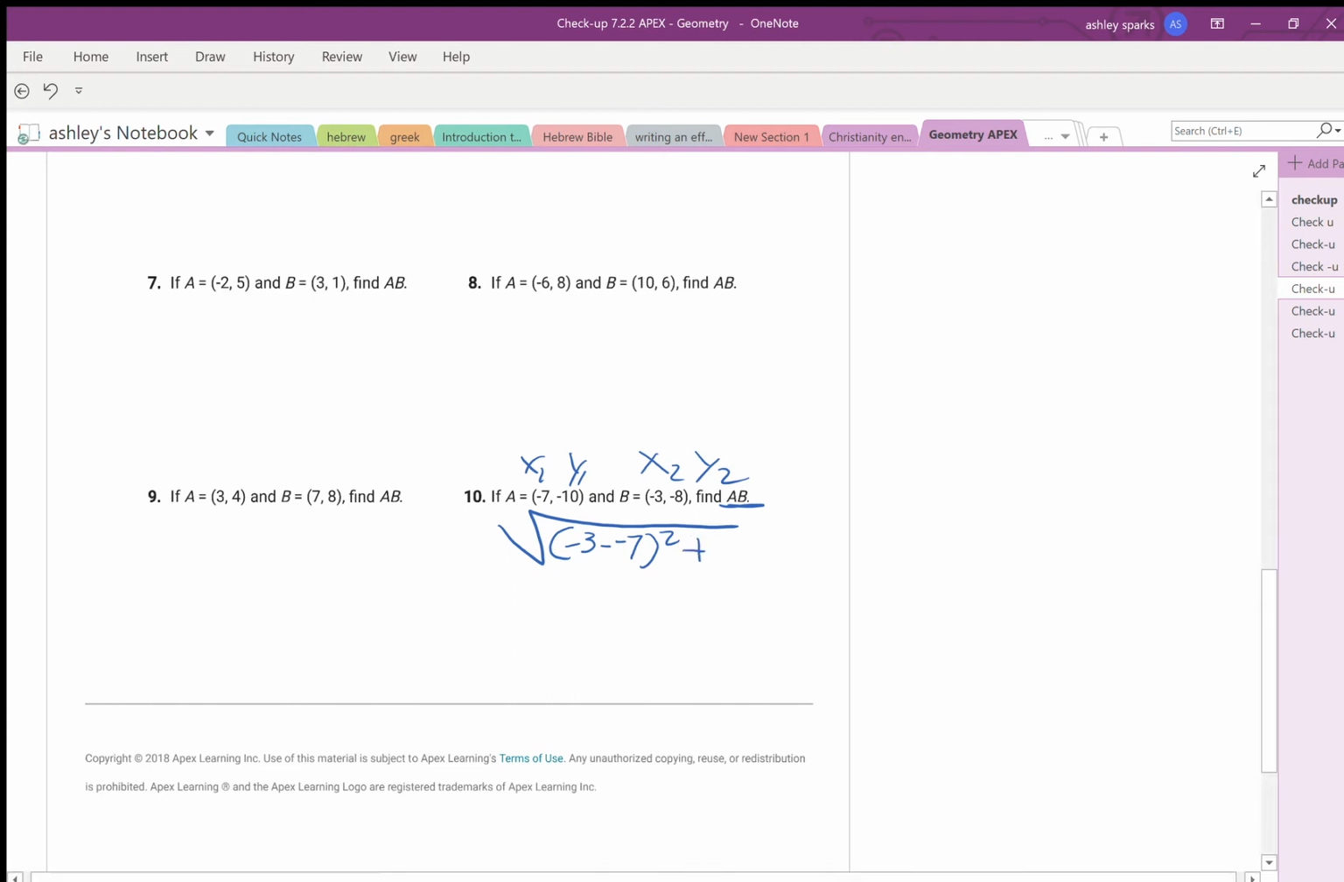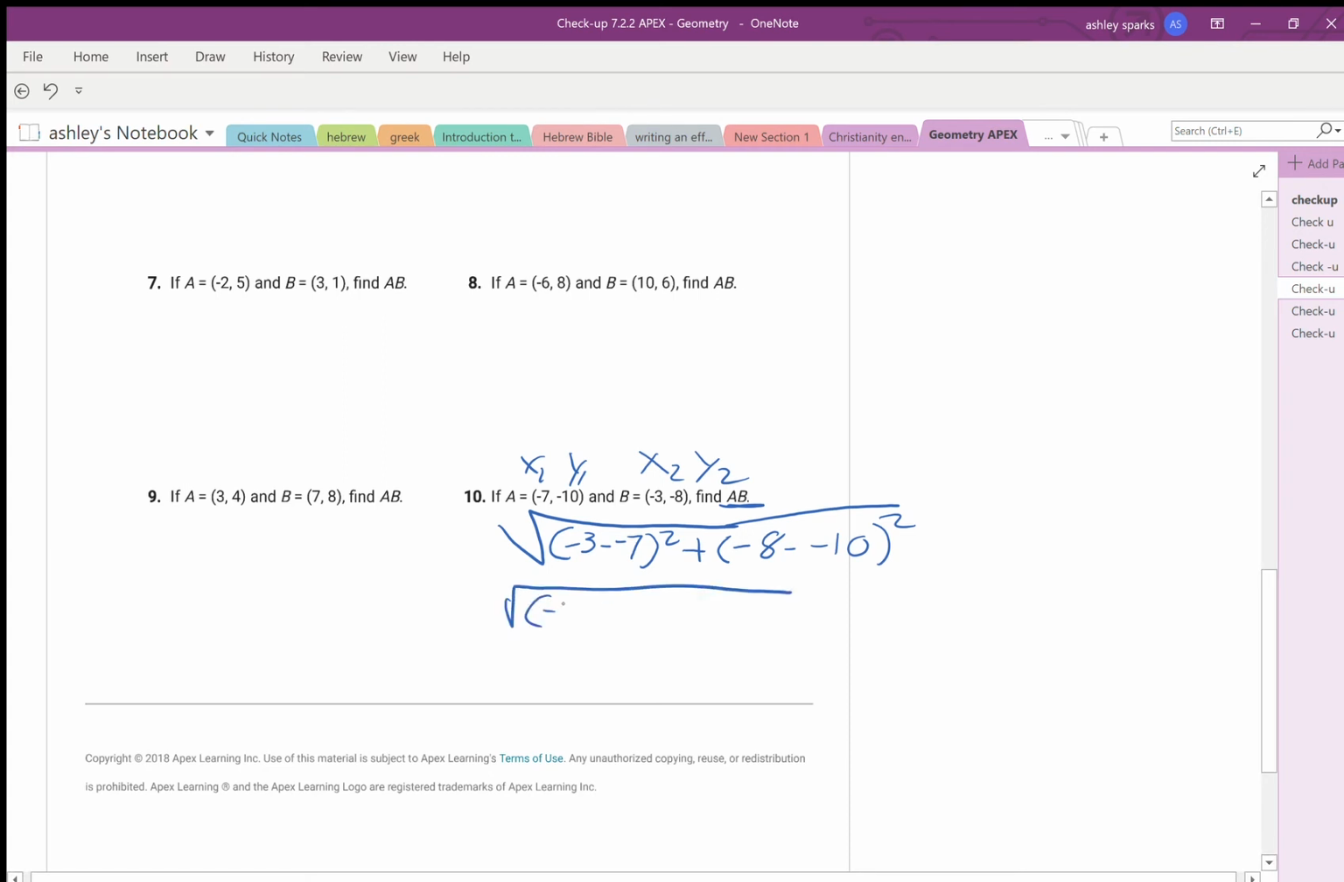Plus, we're going to start parenthesis with our y2, which is negative 8, minus, and we'll go to our y1, negative 10 squared. Okay? A lot of negatives. We're all over the place, but we can simplify this. Take as many steps as you need with those negatives. Okay? So square root.